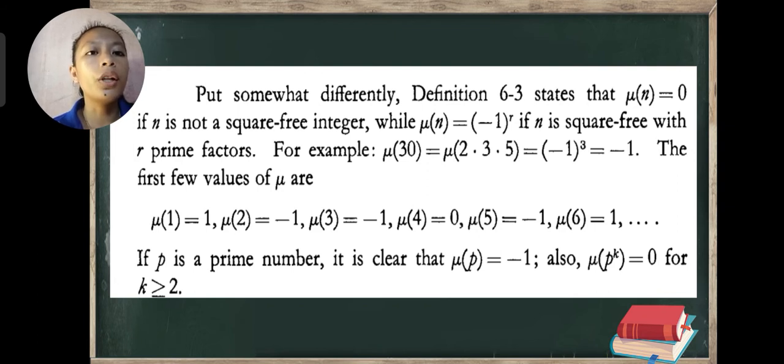The first few values of mu are: mu of 1 is equal to 1, mu of 2 is equal to negative 1, mu of 3 is equal to negative 1, mu of 4 is equal to 0, mu of 5 is equal to negative 1, mu of 6 is equal to 1, and so on. If p is a prime number, it is clear that mu of p is equal to negative 1. Also, mu of p raised to the power of k is equal to 0 for k greater than or equal to 2.